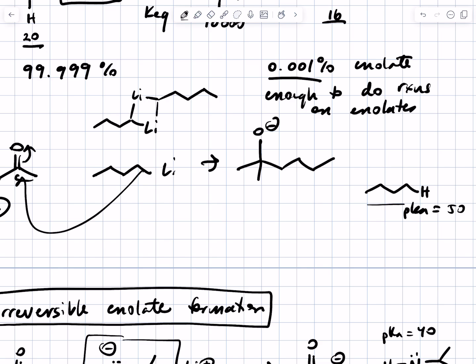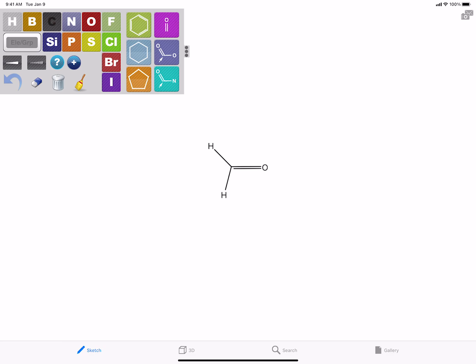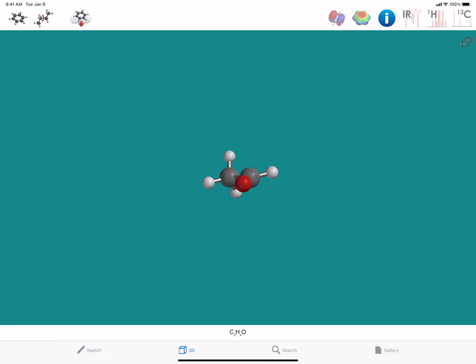The second thing is to consider something that I'm going to show you here that you don't have to write down or worry about, but it's worth knowing. I'm going to just draw a ketone in Spartan, and then we're going to look at the LUMO of the ketone.